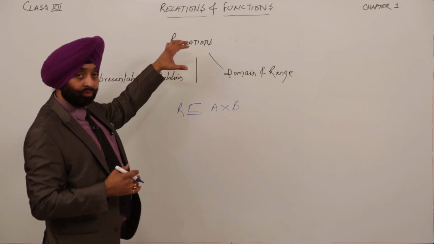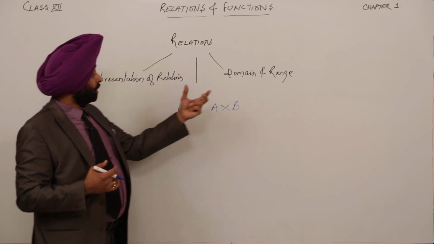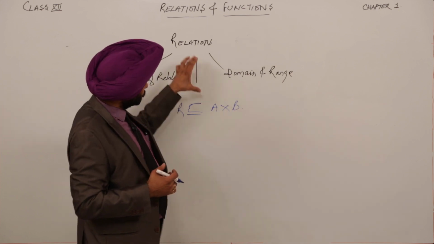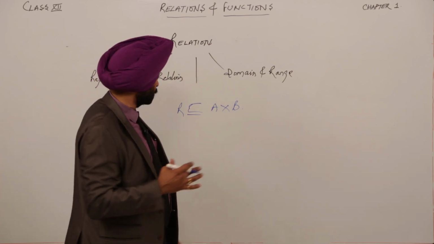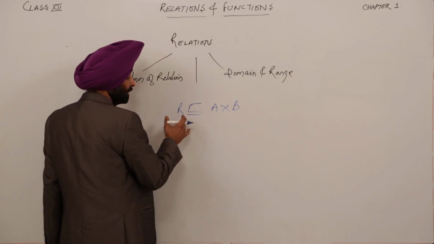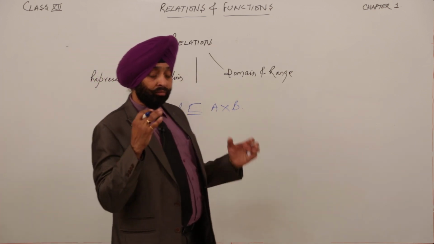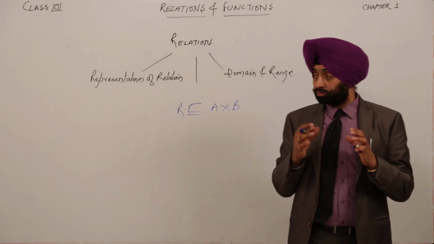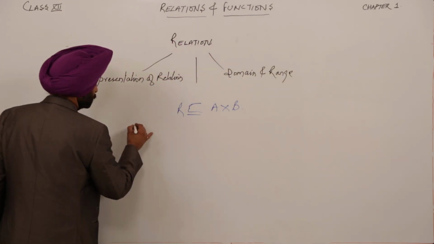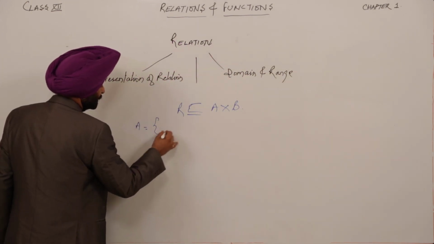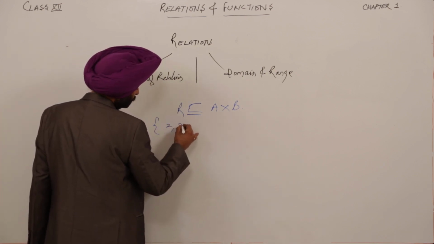In this topic on relations, we are going to discuss how they are represented, what the domain and range are, and a third thing which I have not written: how many possible relations there are between two sets. First, let's discuss that a relation is a subset of A cross B. Many times students are confused about what subsets are and how to deal with them.